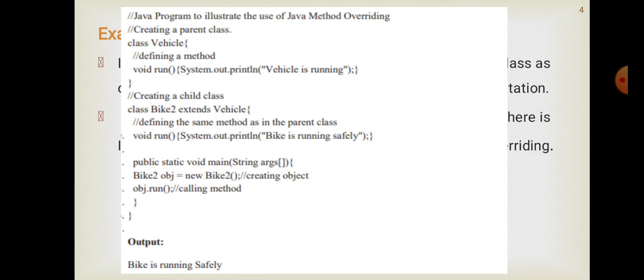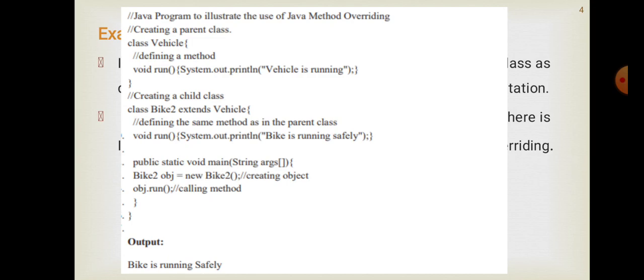Then I am going to create a subclass which is bike2, which extends the properties of vehicle. How will you do the inheritance? By using the extends keyword. So class bike2 extends vehicle. That means bike2 inherits the properties of vehicle, so automatically it inherits the method which is available in vehicle, which is run(). I am going to use the same run function here, but I am going to print something different. Instead of writing vehicle is running, I'm going to type bike is running safely. So this is called method overriding. Both the parent class and subclass have the same method but with different implementation.